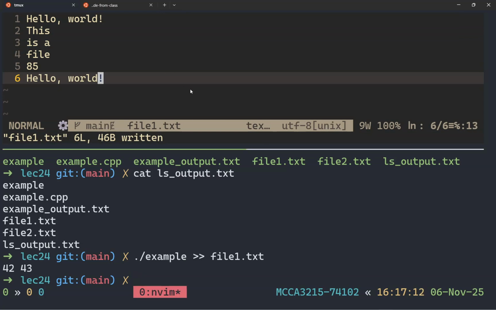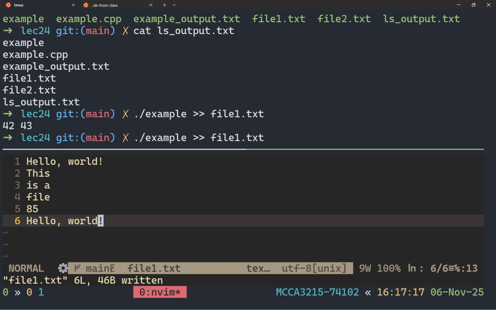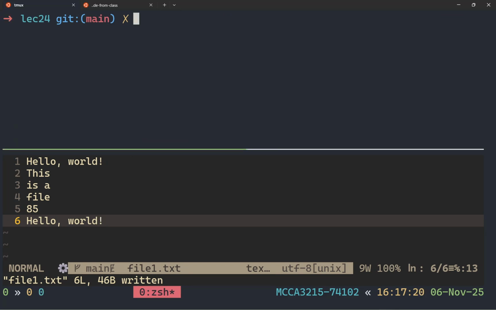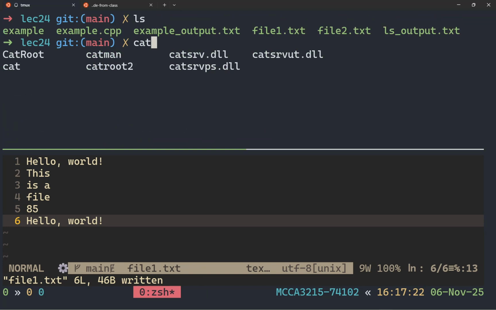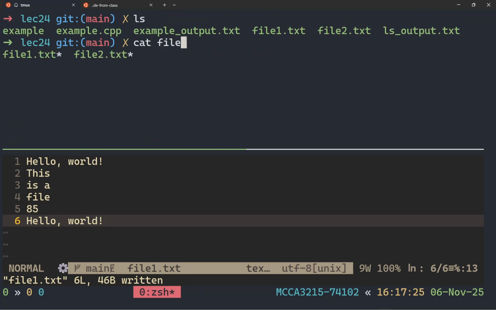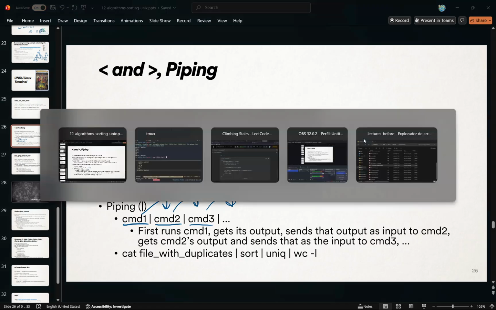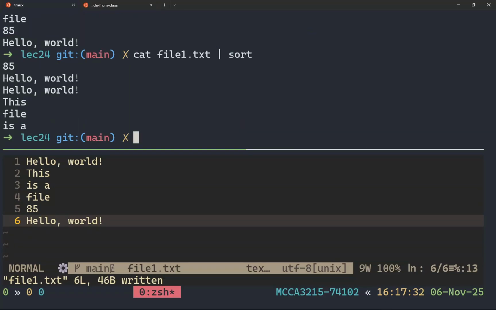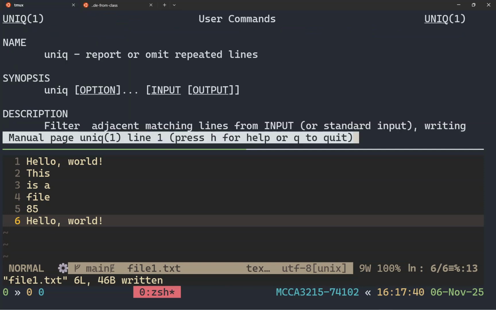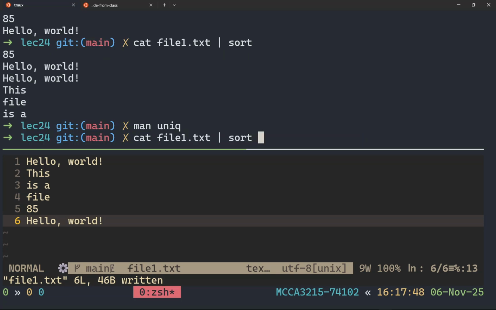So let's see, that's file1. Let's put that on the bottom maybe. So there's file1 on the bottom, and here are all the things I got. If I cat file1, it looks like that. If I pipe that output to sort, it will sort the lines alphabetically. There they go. And if I give that to a command called uniq, it omits repeated lines. You can also tell it to only give you back the repeated lines if you call it with a certain option.